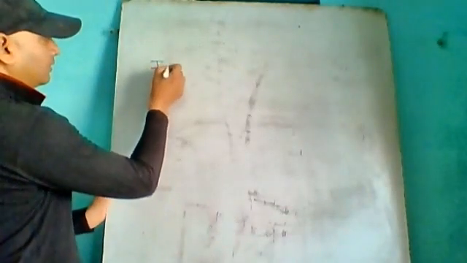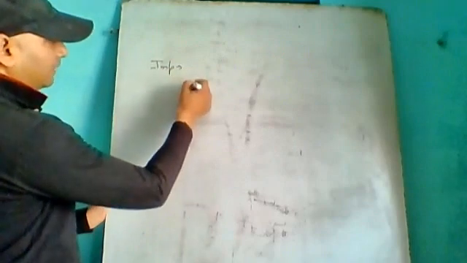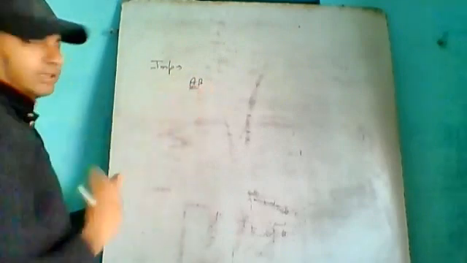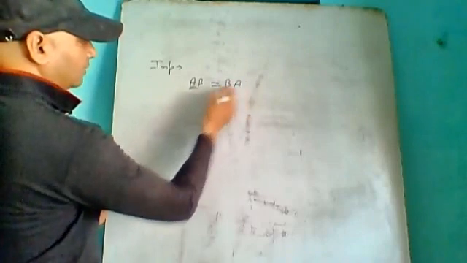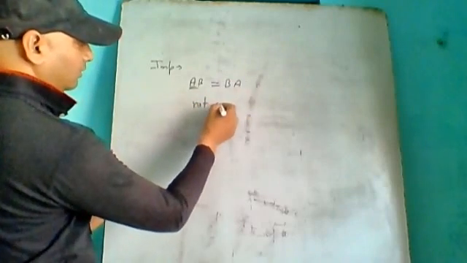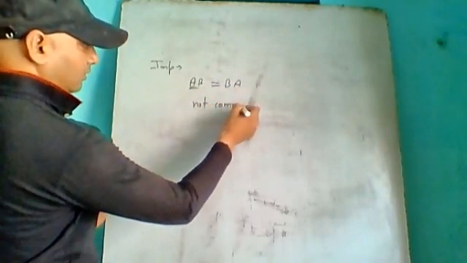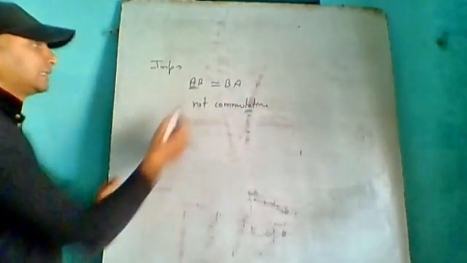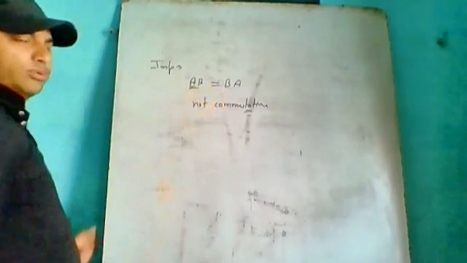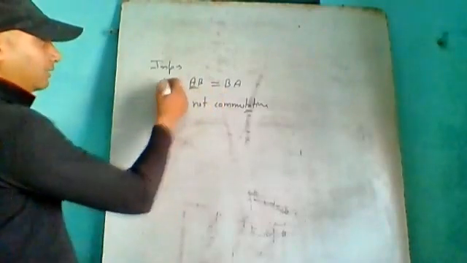One important thing is matrix multiplication. AB is not commutative. Remember this, A into B is not equal to BA. Correct? So remember this.